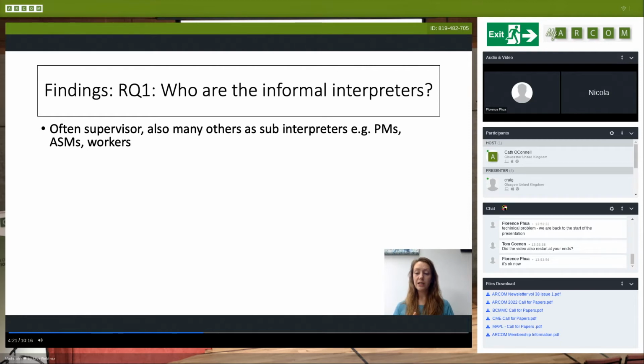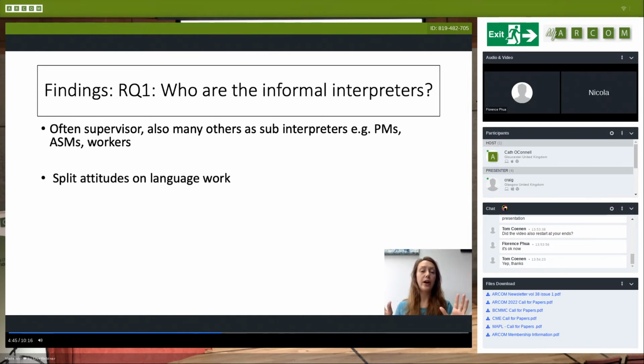The difference is that the kind of principal informal interpreter is needed in formal interactional moments like induction and toolbox talks, and the sub-interpreters are needed either when they're not there or in the ongoing task communication, especially in teams where there are more than 2 languages spoken.